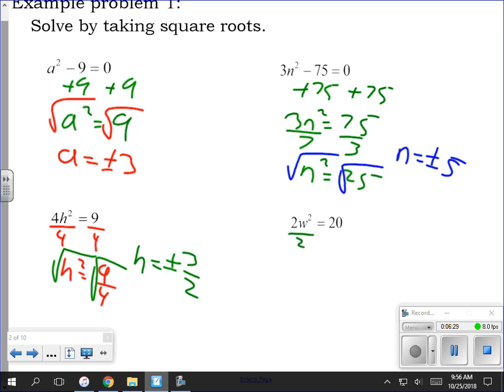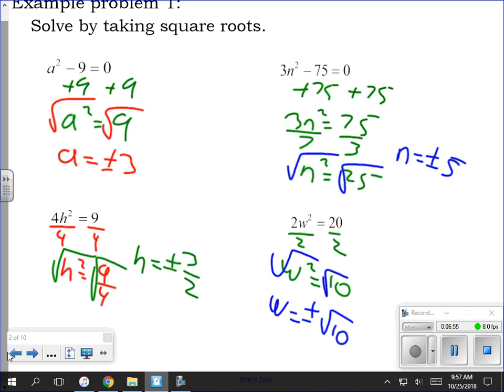This one, divide both sides by 2. W squared is equal to 10. Square root both sides. W equals, is 10 a perfect square? No. Plus or minus the square root of 10. Not some 3.1 blah, blah, blah.